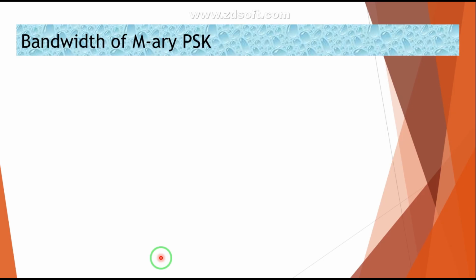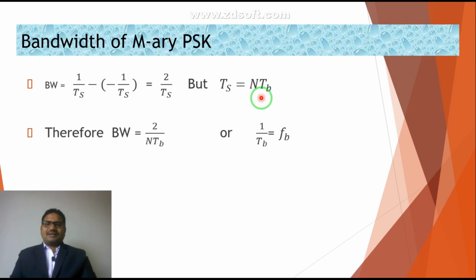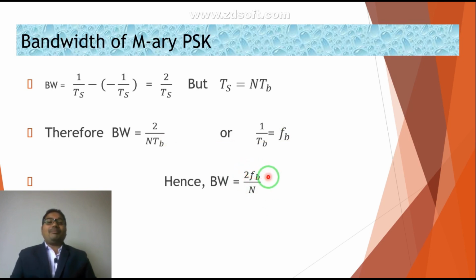So now how to find the bandwidth? As we know, bandwidth is equal to 1 upon Ts minus minus 1 upon Ts. So it would be 2 by Ts. But Ts equal to what? It is NTB. Since we are going to put Ts equal to NTB, we know that 1 upon TB is nothing but your FB. So we can write bandwidth is equal to 2FB upon N. As we know, 2FB was the bandwidth of your BPSK.